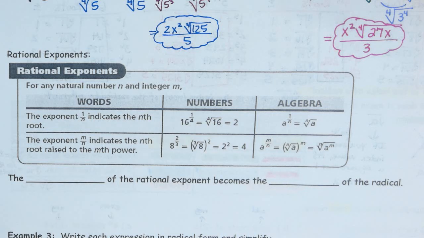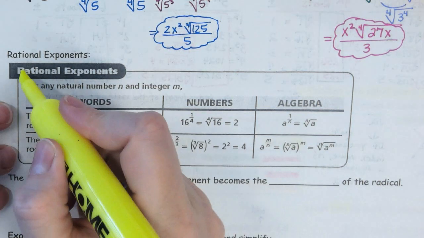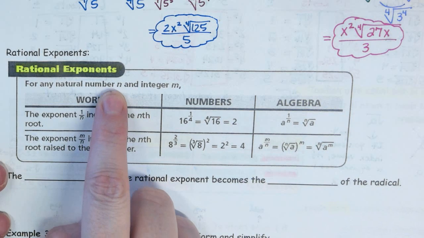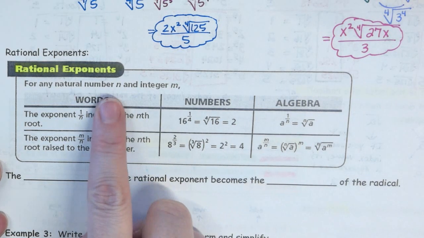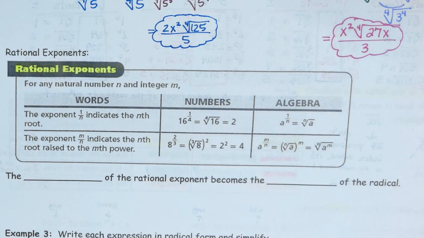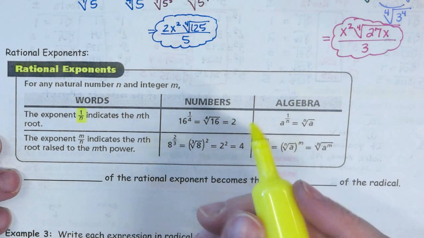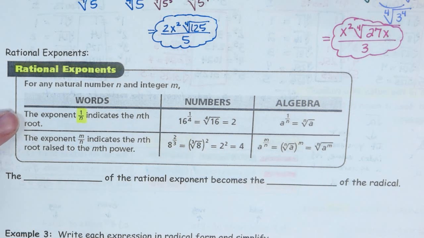And the next thing we're going to talk about are rational exponents. And again, the word rational just means what? What does rational mean? Fraction. Okay, so these are exponents that are fractions. So this says for any natural number n and integer m. Do you guys know what the set of natural numbers are? They're the counting numbers. So when you count, you start with what? 1. So, yeah, because you start like 1, 2, 3, 4. Okay, and the integers are the positive and negative whole numbers and 0. So we've actually talked about this before.